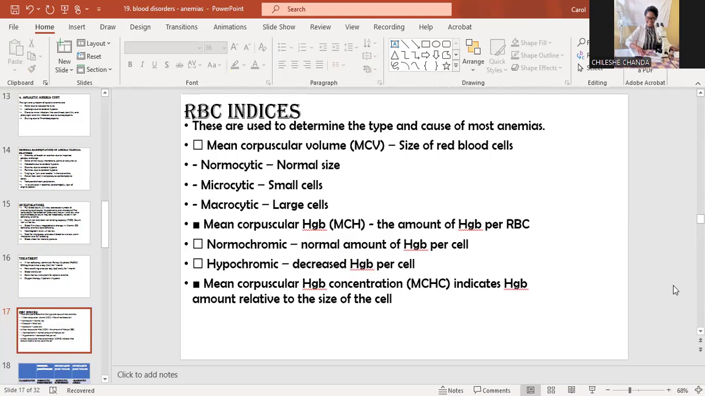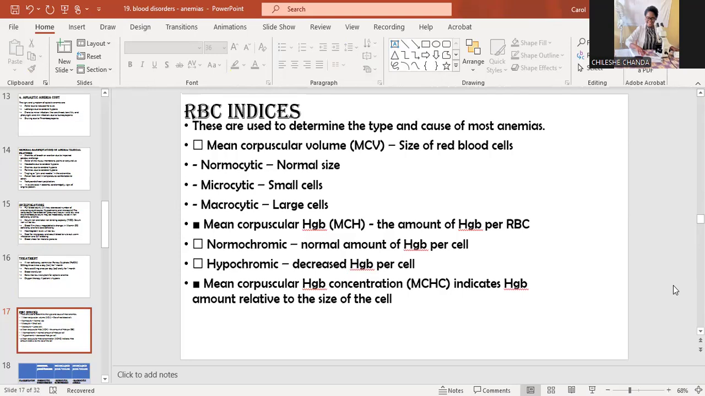All right. Now, there is what is known as red blood cell indices. Okay, these are used to determine the type and cause of anemia. The type and cause of anemia. So, we have mean corpuscular volume. This simply means the size of the red blood cells. The size of the red blood cells.